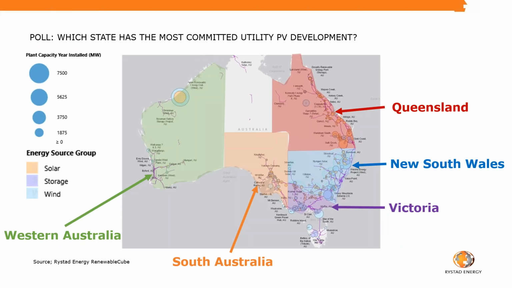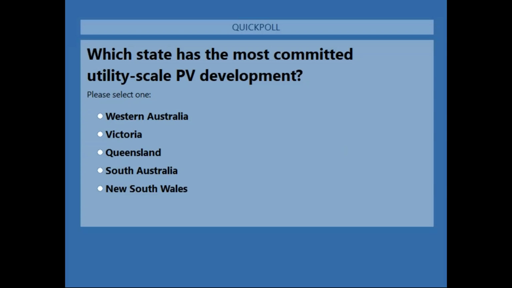Now, our second poll question for this webinar is, which state do you think has the most committed utility scale PV developments? Is it Queensland, our sunshine state, New South Wales, our most populous state, Victoria or South Australia, which have been very active renewable energy players, or our biggest state, Western Australia?